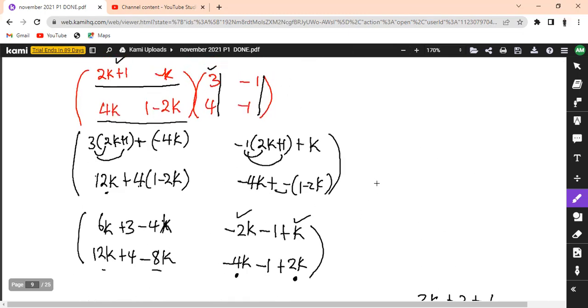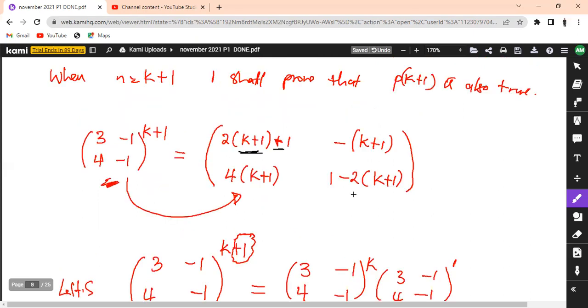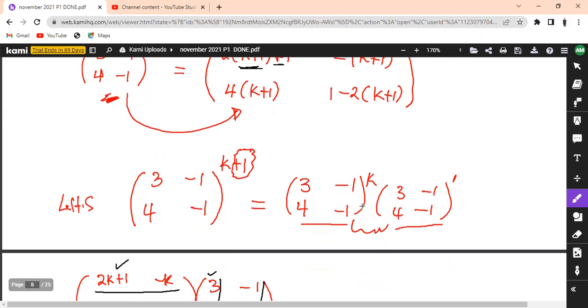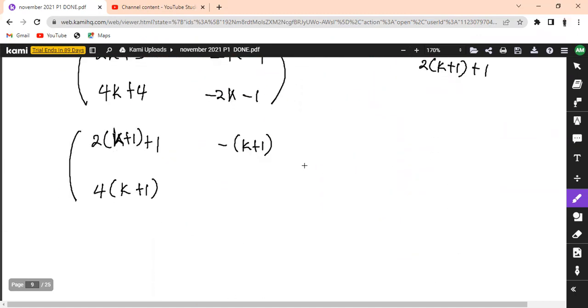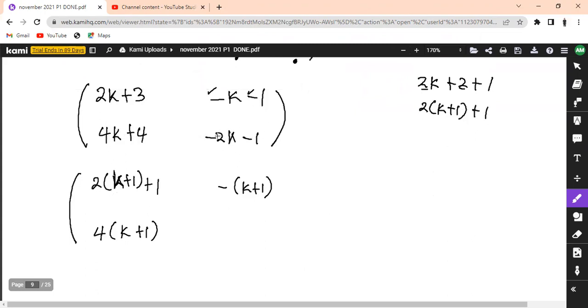What actually happened, our answer was 1 minus 2k plus 1. So if you have to cross check here, we have to expand. In this case, we had to expand this one here. We had to interchange because this is negative 1. Okay, but our answer is supposed to be 1 minus. So we had to factor out minus first.